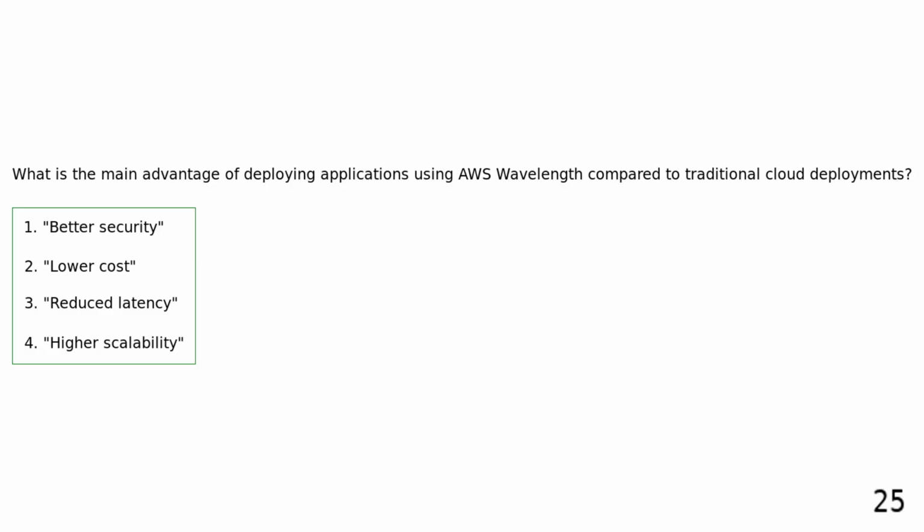What is the main advantage of deploying applications using AWS Wavelength compared to traditional cloud deployments? Better security. Lower cost. Reduced latency. Higher scalability.